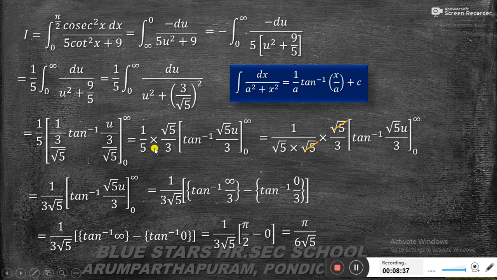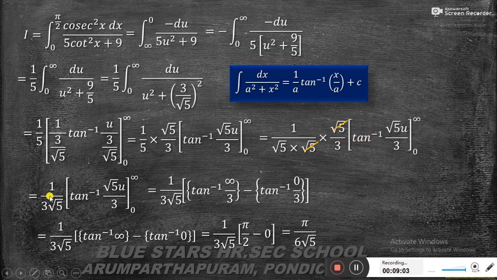In the next step, 1 by 5 into 1 by 3 by root 5, I write it as root 5 by 3 tan inverse, again we write it as root 5 u by 3. Now I apply the limit, upper limit infinity. So next step, I write the 5 as root 5 into root 5, so root 5 cancelled into tan inverse of root 5 u by 3.